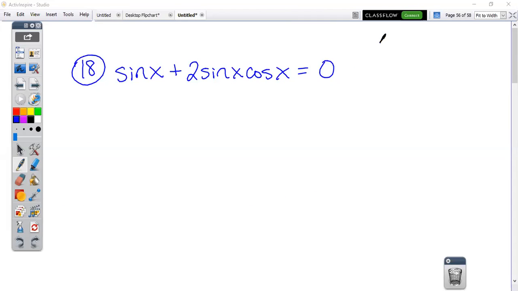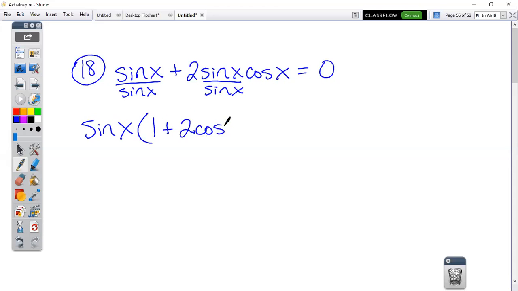All right, 18. 18 is very similar to ones we just did. We need to do something again that starts with an F. What is this called? Factor. What do they have in common? Sine x. So I'm going to take that sine x out. If I divide both of these by sine of x, I'll have 1 plus 2 cosine x left equals 0.